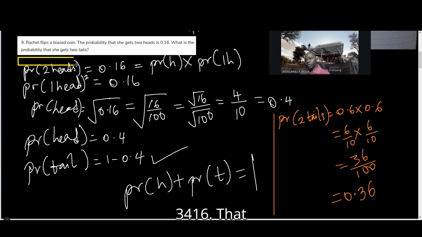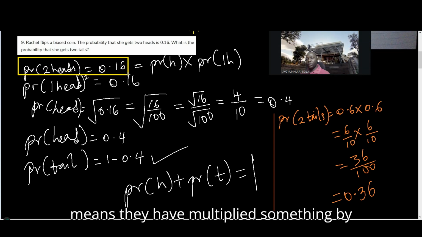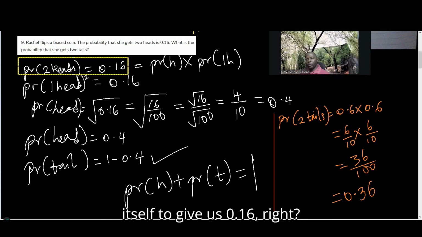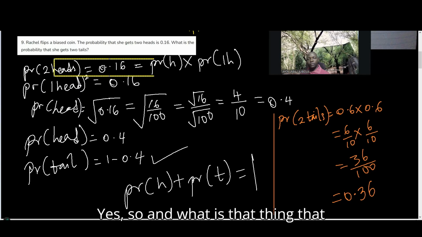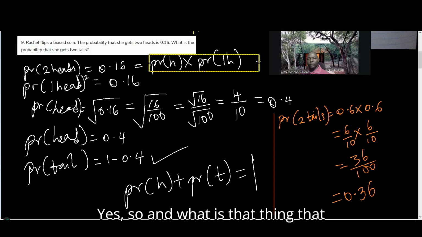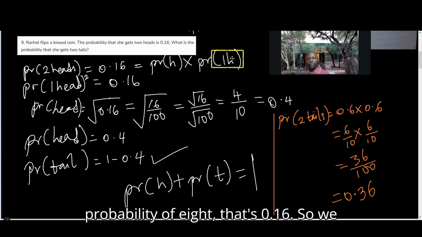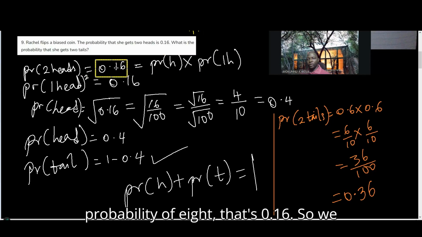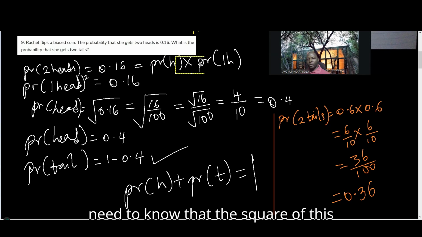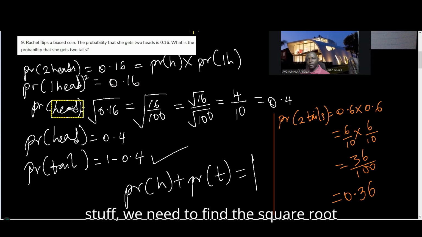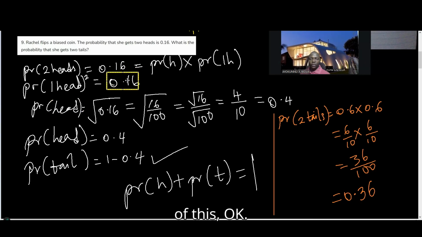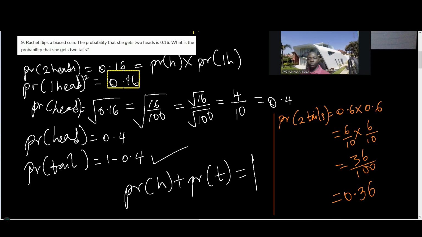0.16. So that means they have multiplied something by itself to give us 0.16, right? Yes. And what is that thing? That is the probability of head times the probability of head. That's 0.16. So the square of this is 0.16. Then to find this particular value, we need to find the square root of this, okay?